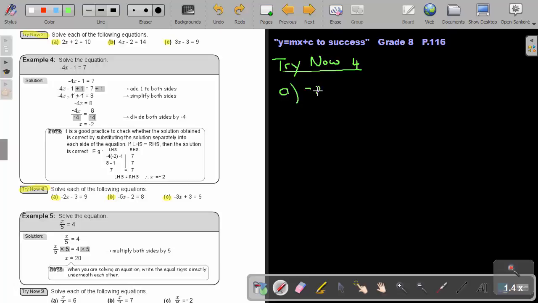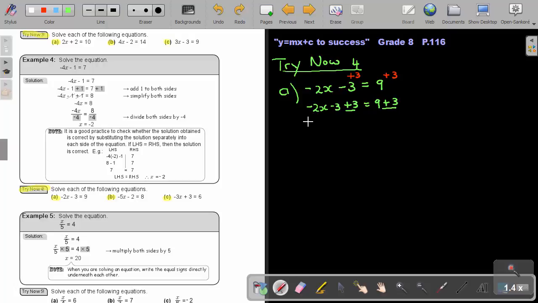So it's negative 2x minus 3 is equal to 9. Okay, I want to get negative 2x alone. I want to get rid of the negative 3. Remember, grab the sign. So what will cancel negative 3? Positive 3. So I will have negative 2x, there's the minus 3, and I add 3, there I add 3, and I do exactly the same to the other side.